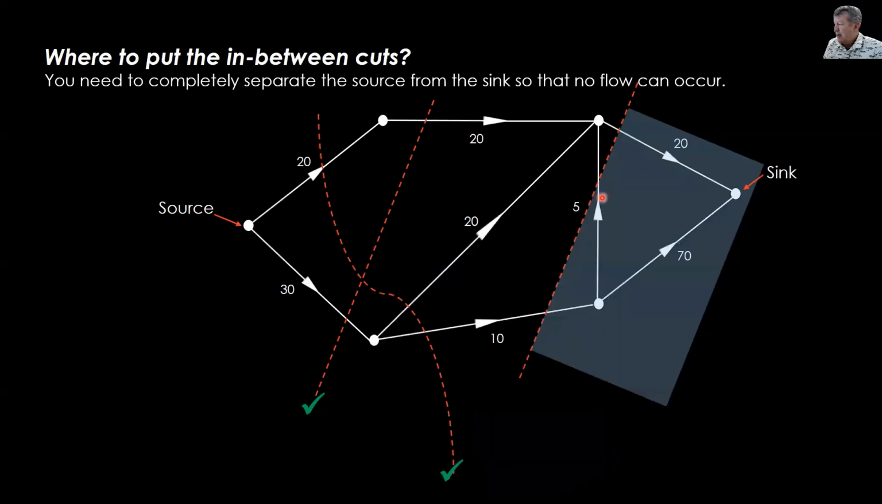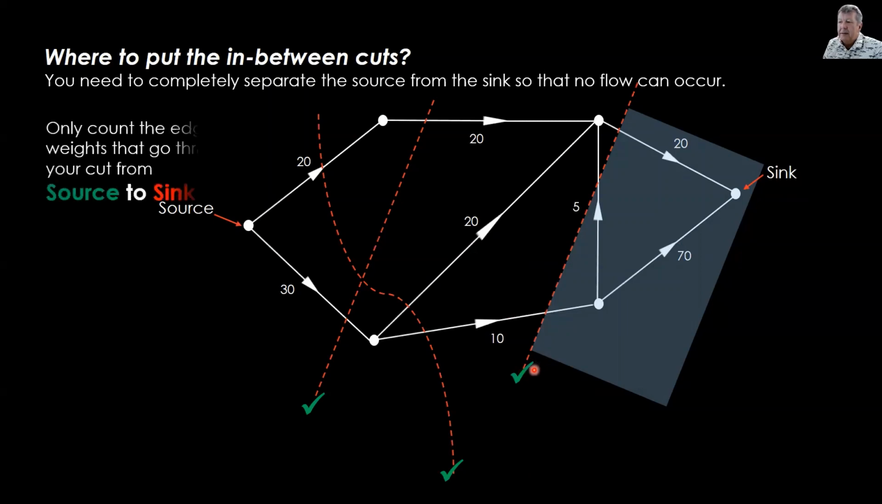But this is a special case, this arrow here. All right, it's a good cut, but we remember that bottom tag we had on the last slide: only count the edge weights that go through your cut from source to sink. This is what's happening. So when we add this one up, we want to use that one because that one arrow goes from source into the sink. See the arrow's pointing through it. See this line here? That's going the right way from source to sink.